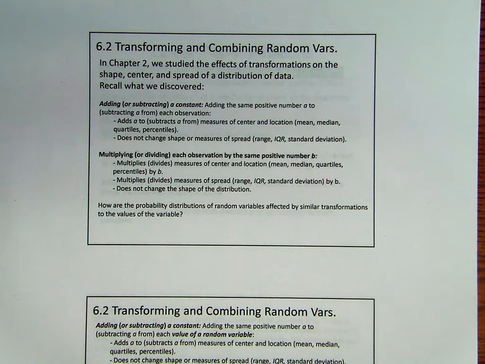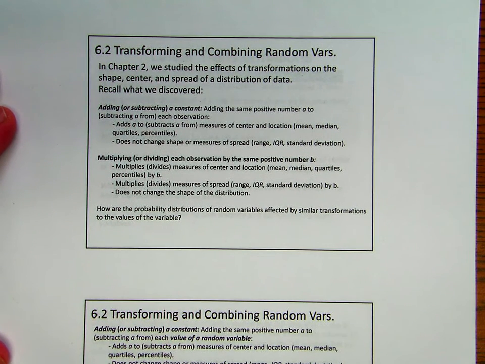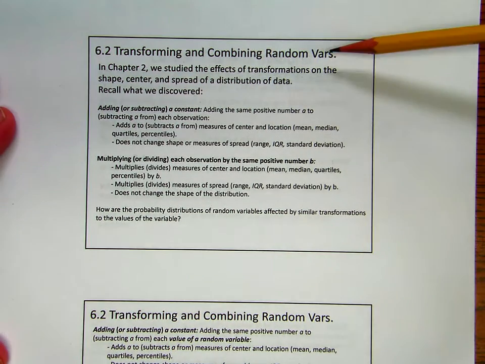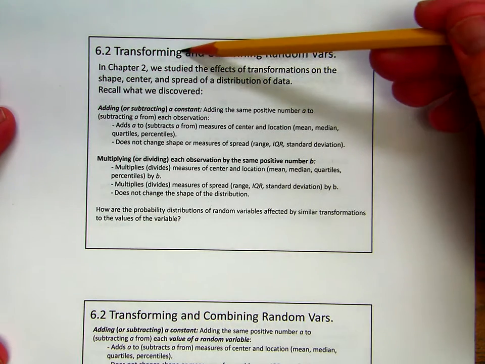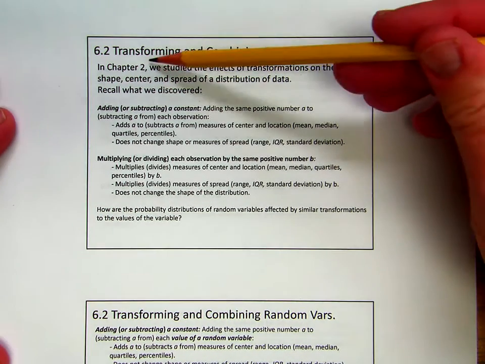All right, continuing with Chapter 6, today is going to be day 1 of Section 6.2. 6.2 has got quite a bit of stuff in it, so it's going to take us a few days to get through this. The title of the section is Transforming and Combining Random Variables. Today we're just going to concentrate on the transforming. So we've got a strong connection back to something we already learned.